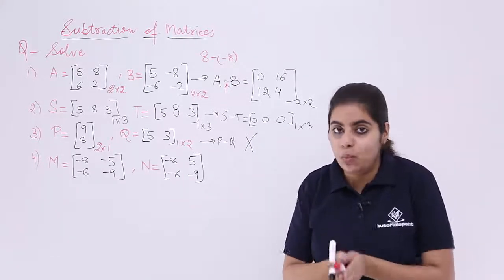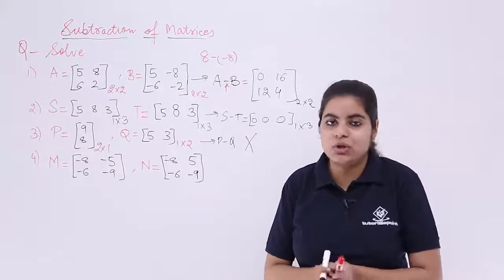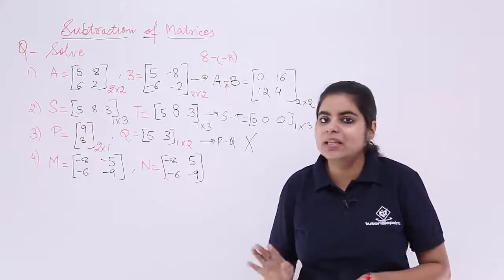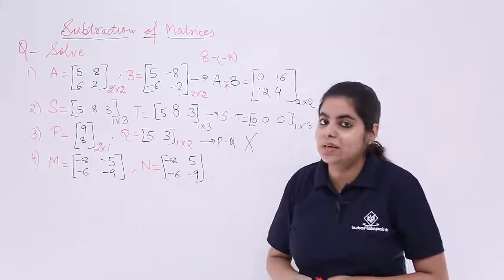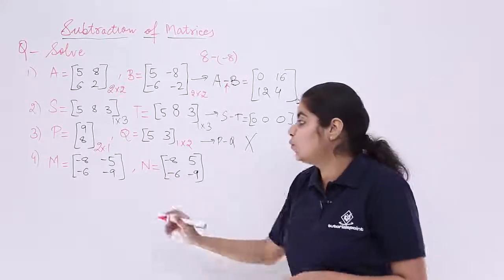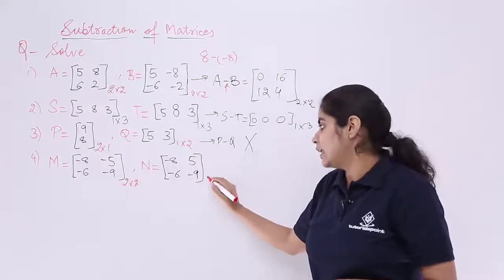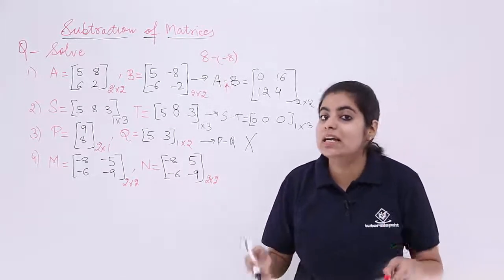Again, I repeat, why this happened? Because I know that subtraction or addition of matrices is only possible when the order is same. Otherwise, it is not. Last but not the least, we have two matrices again, M and N. These matrices, as you can see, are having the same order, 2 rows, 2 columns in the first case, 2 rows, 2 columns in the second case. That means both these matrices are square matrices, they are identical matrices.